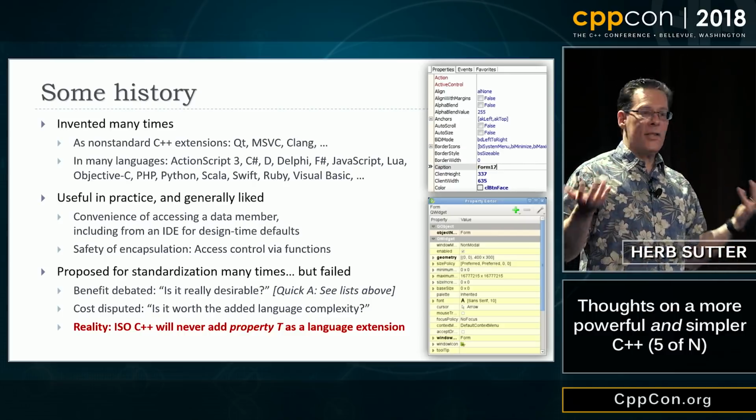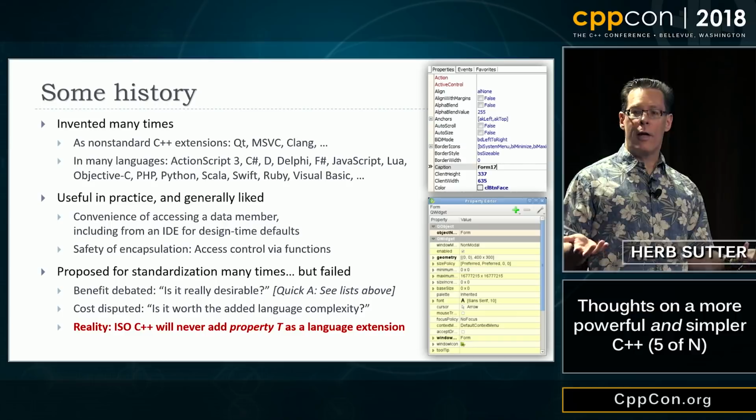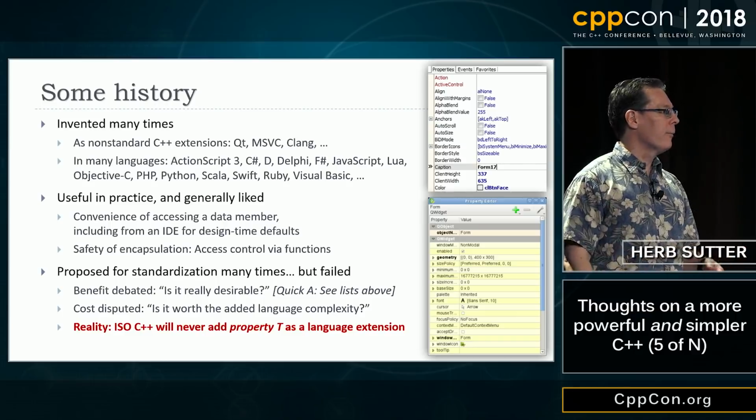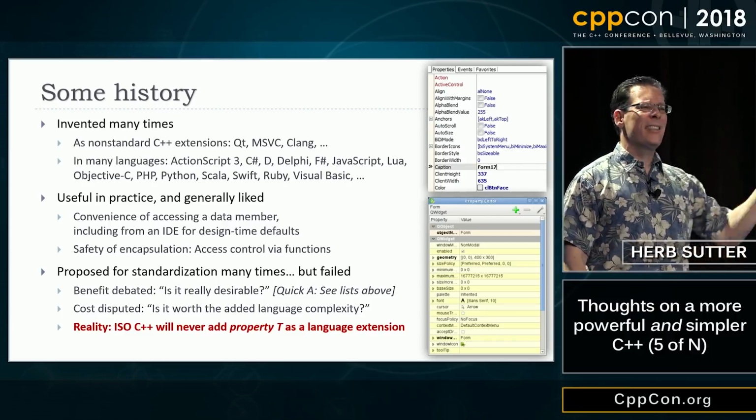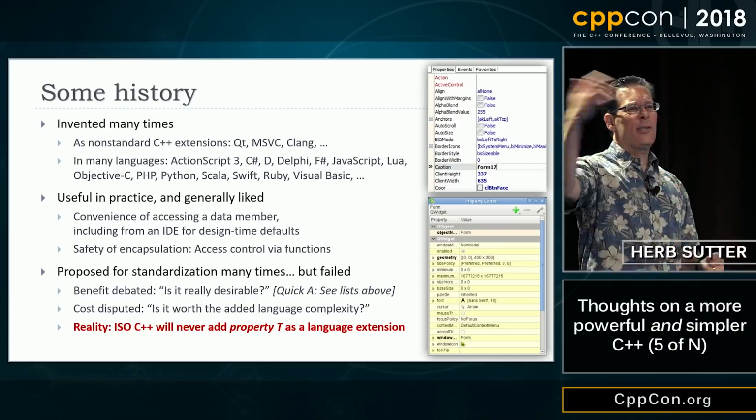And the reality is this committee is just never going to standardize property as a language feature. There's just too much debate about, is it desirable? Our language is already big enough.